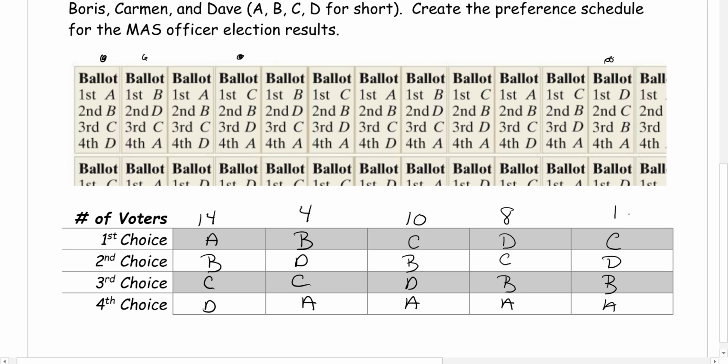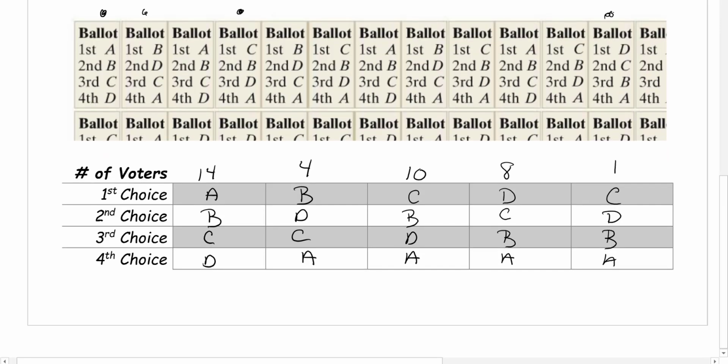This is all of the different ballots that we had. There were a total of 14 ballots that had the preferences of A, B, C, D. 4 of the voters had the preferences of B, D, C, A. 10 of them C, B, D, A, 8 of them D, C, B, A, and 1 of them C, D, B, A.